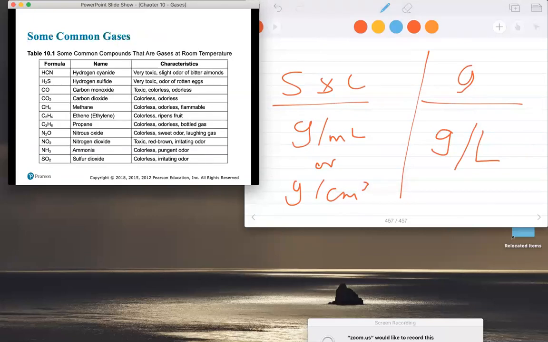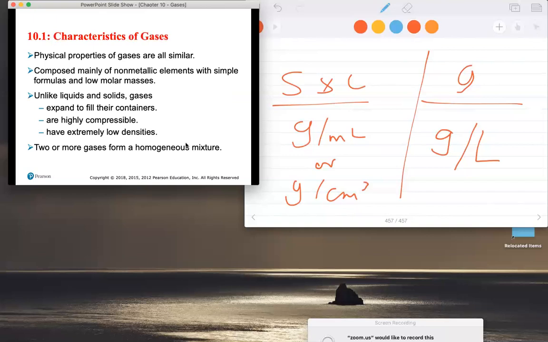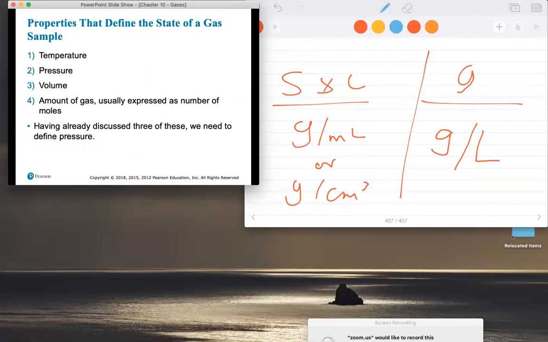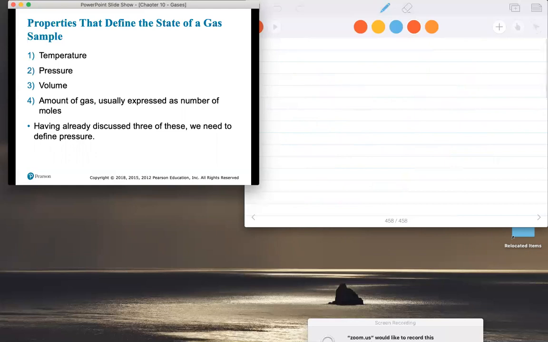All those don't react, but they just form a homogeneous mixture. These are very few properties of common gases here. You can read on your own and familiarize yourself with a few examples of gases out there. What I want you to know is the general one I took in the previous slide, in comparison to those of solids and liquids. Properties which define gases, which we will see later on in gas laws, are temperature, pressure, volume, and n, the number of moles, which we will designate using n.